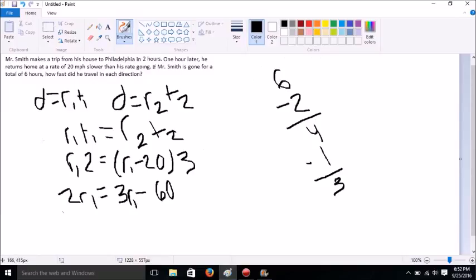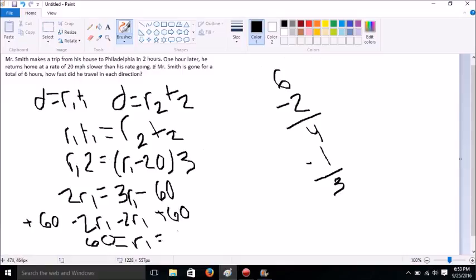Now we're going to combine like terms. Subtract 2R1 from both sides and get R1, and then add 60 to both sides and get 60 equals R1. So that's our final answer. The rate to get there was 60 miles per hour. So that's his first speed, 60 miles per hour.